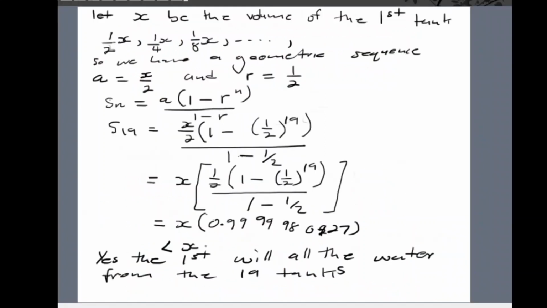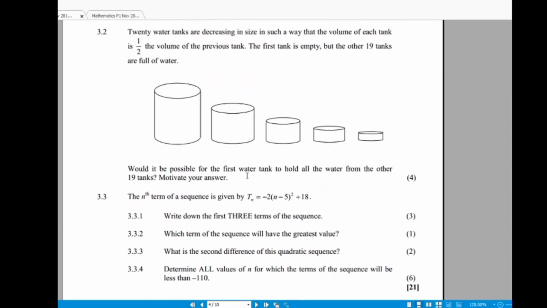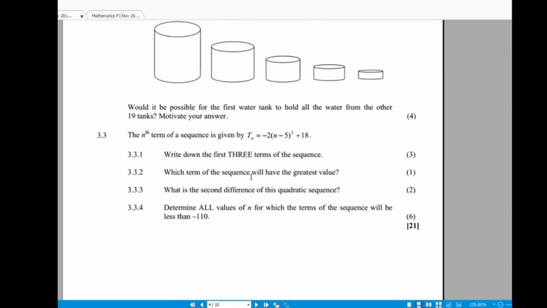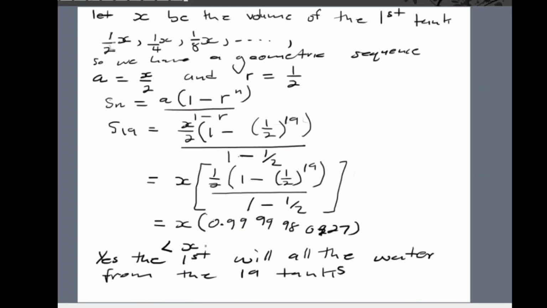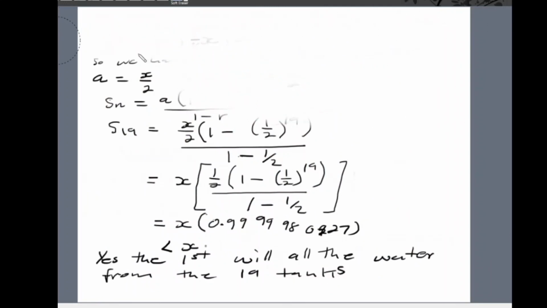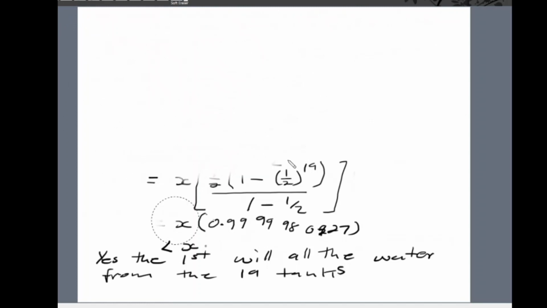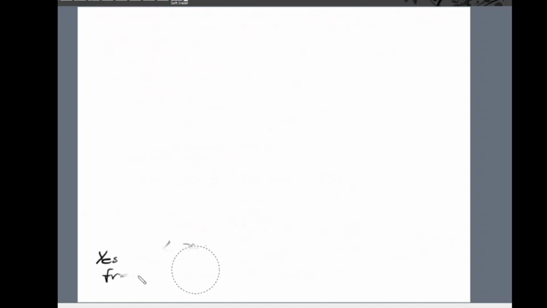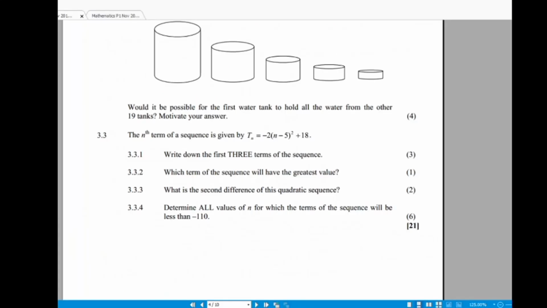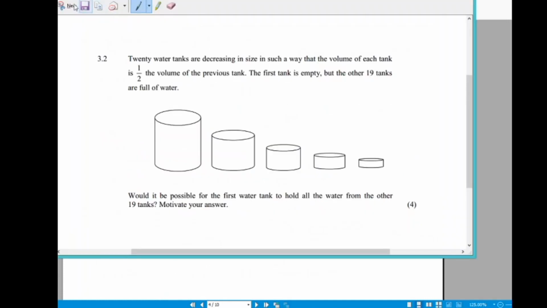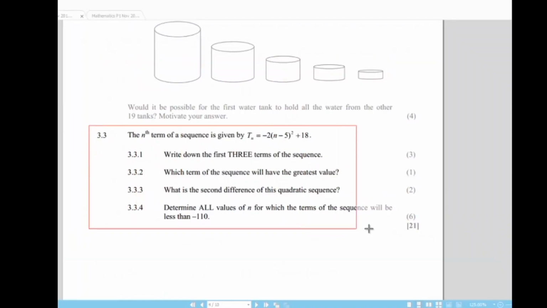Okay, yeah, that is 3.2. And then now we go on to 3.3. Let's create a space for 3.3. Okay, so 3.3, we have a formula for Tn here.